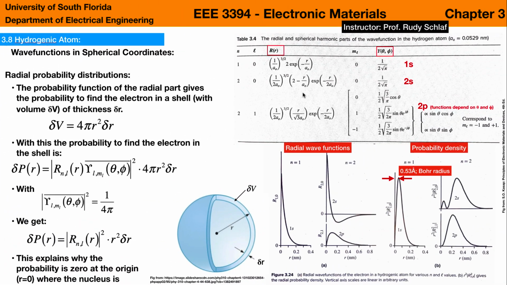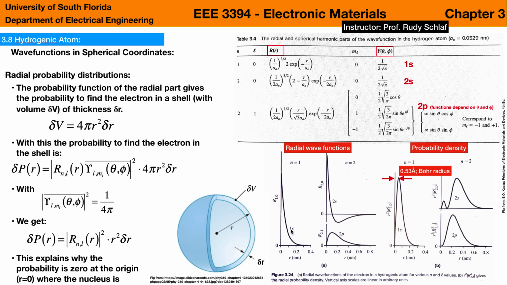Let's have a look at the wave functions in spherical coordinates. This here gives the wave functions for n equals 1 and 2 and corresponding L and mL values. On the left you have the radial components and on the right the spherical harmonic components. Let's look first at the radial components. They are plotted down here.